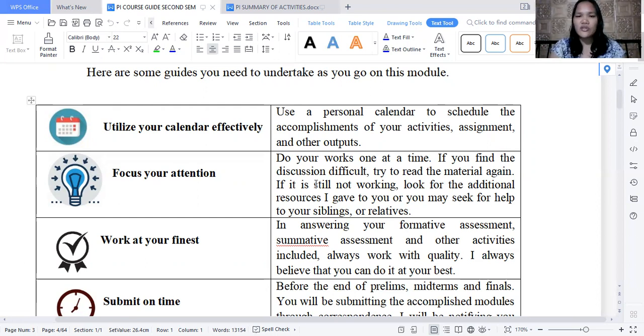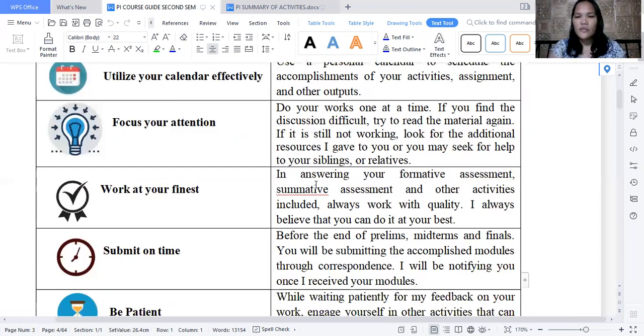If you find the discussion difficult, try to read the material again. If it is still not working, look for additional resources. That is why we will be uploading files, and you could also use the internet as one of your resources. But make sure that in giving your answers, do not just copy details from the net. Okay? So work at your finest. In answering your formative assessment, summative assessment, and other activities, always work with quality. I always believe that you can do it at your best.